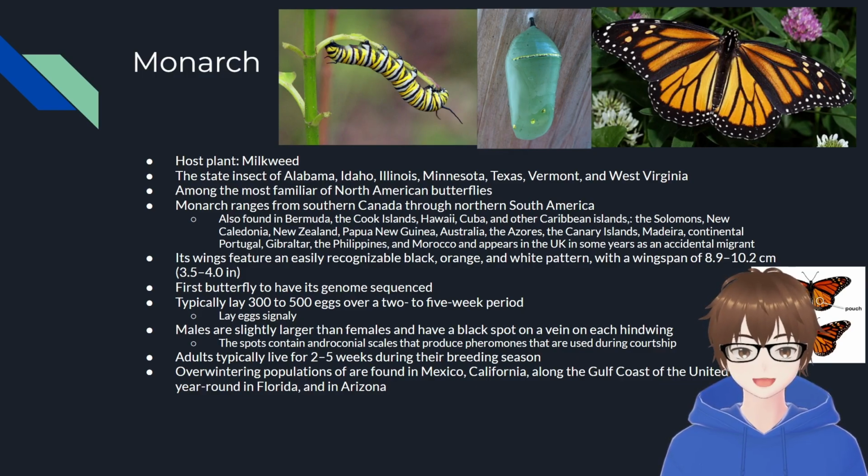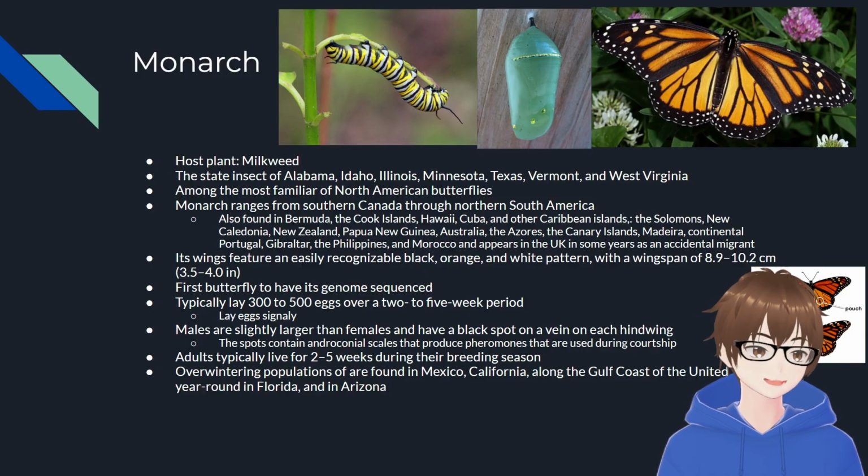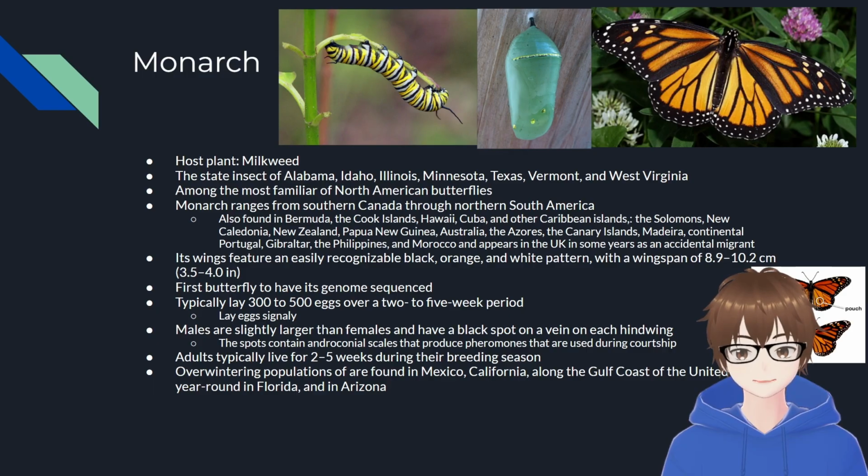And then after they get done breeding and stuff like that, the newly hatched ones will then fly down south and usually overwinter in like Mexico, California, along the Gulf Coast of the United States, and then also sometimes year round in Florida and Arizona. So they will go up north to Idaho, Illinois, Minnesota, Vermont, stuff like that. But then they will have to move down south because it gets too cold for them.